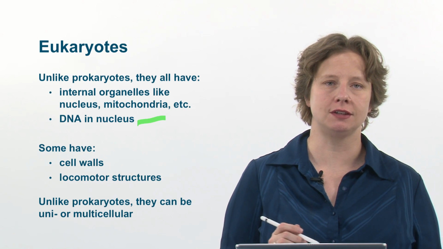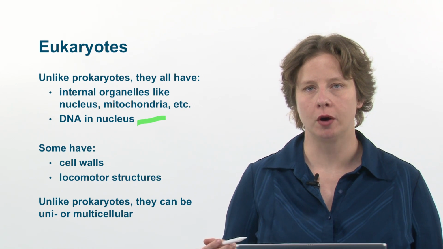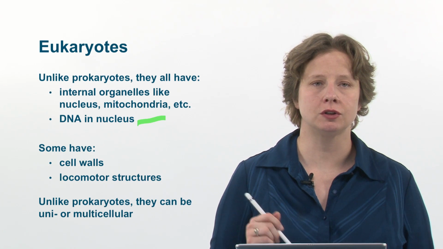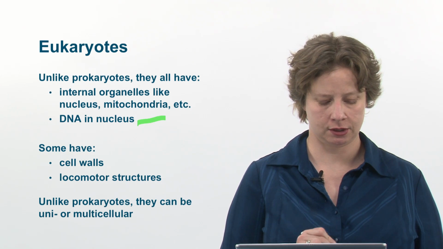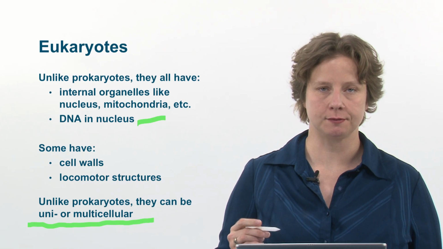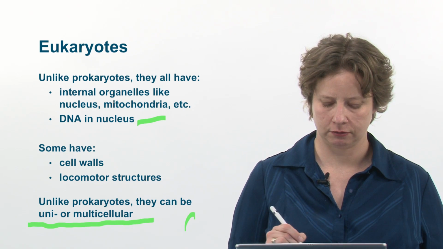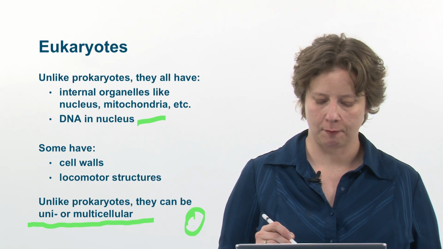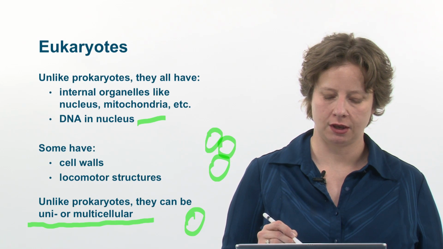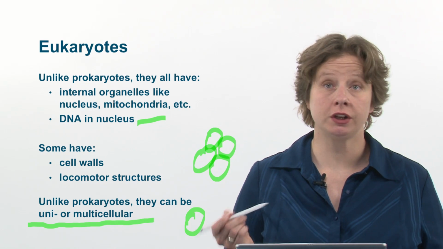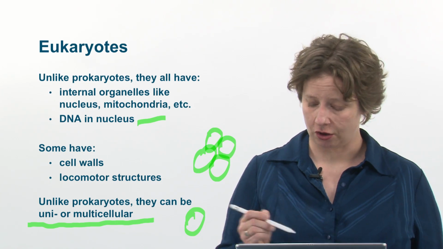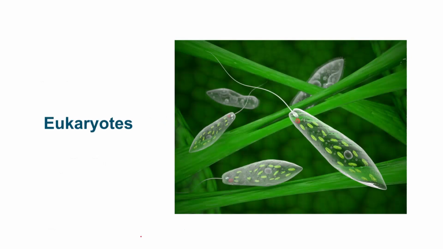Some eukaryotes have cell walls, some of them have locomotor structures, others don't. Unlike prokaryotes, eukaryotic organisms can be unicellular, so one cell, or multicellular, so they can have several cells or trillions of cells, like you and me, all together in one organism.